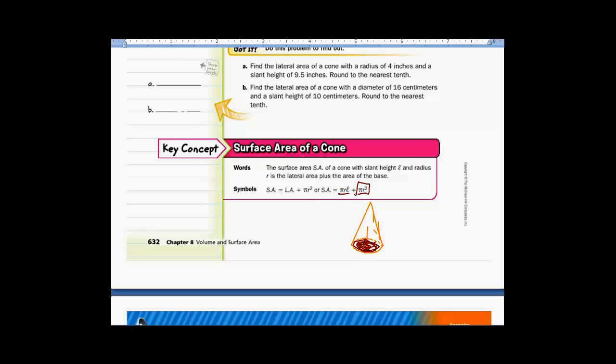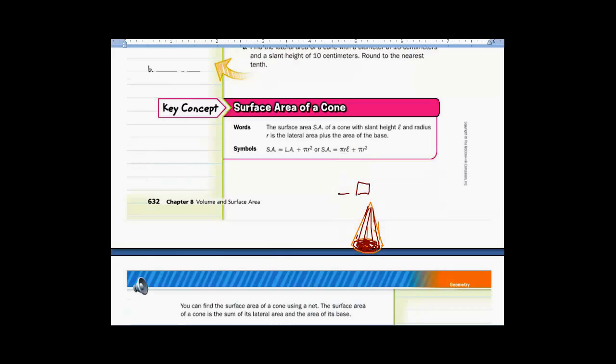Now what is that? Well, that's just the formula for the area of a circle. So total surface area: pi r L, which will give you the lateral, and then pi r squared, which will give you the circle. And you just add the two pieces together. That part makes sense, right? Take one part and just add the other part to it. That will give you a total.